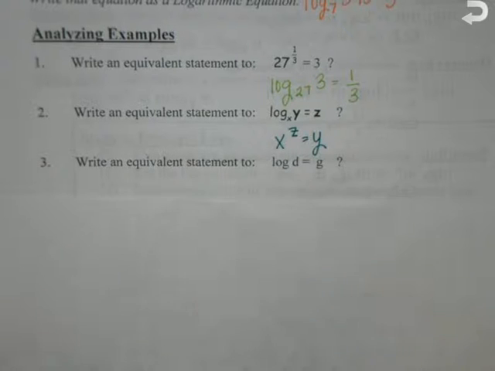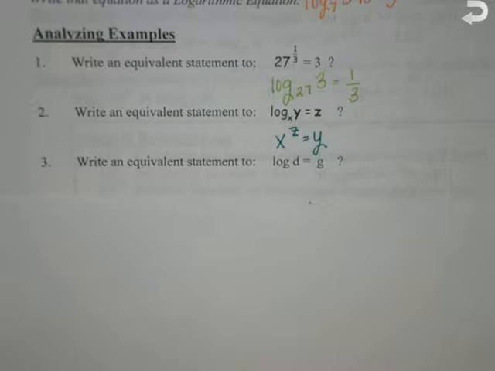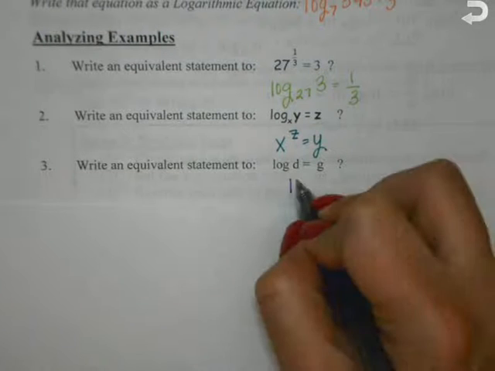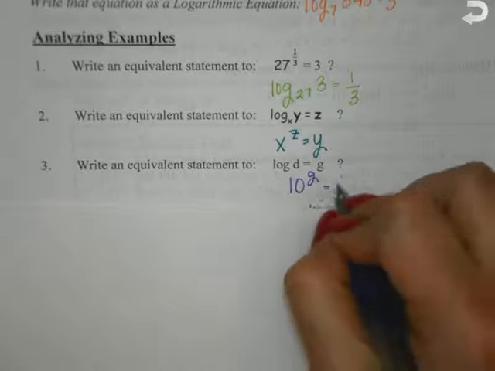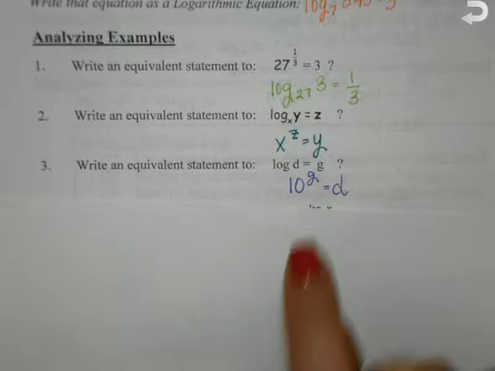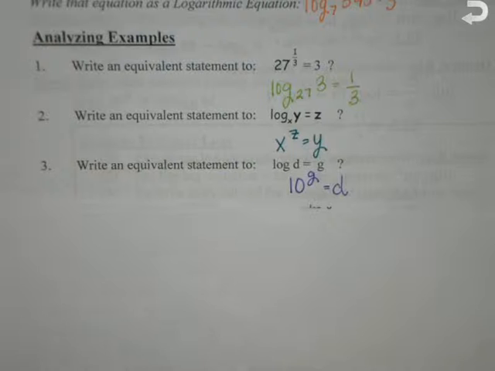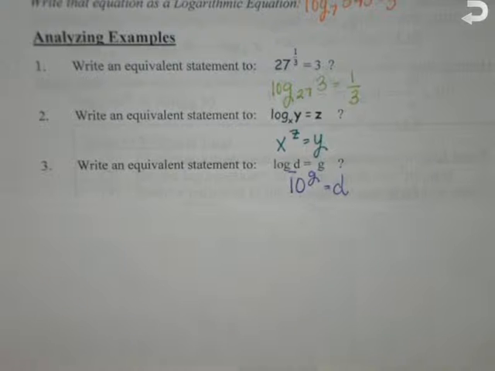Okay, number 3, log d equals g. What is your base on that one? 10. So this is going to be 10 to the what? G. 10 to the g equals d. Make sure that you know that this is a 10, not a log. Okay. Any questions so far? Because there's no base written, so you can assume it's a 10.